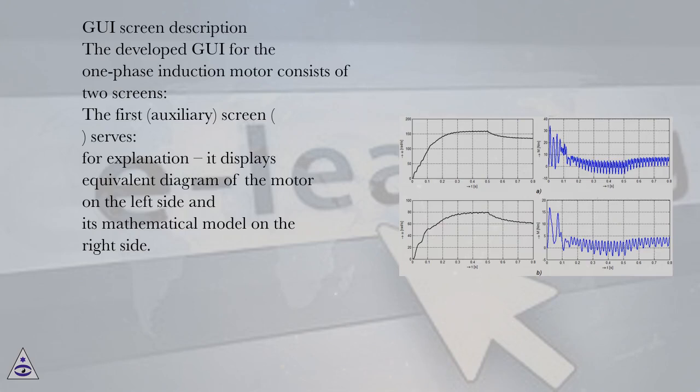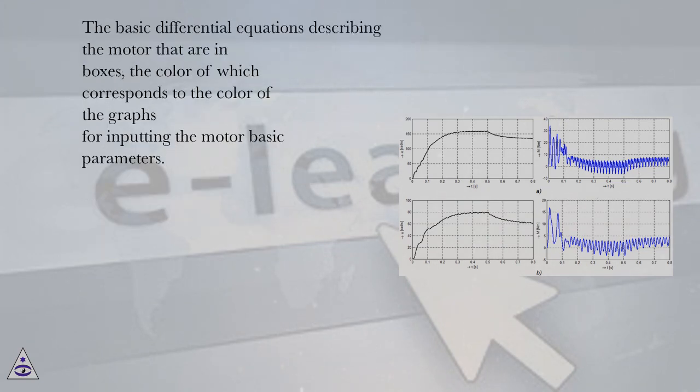GUI screen description. The developed GUI for the single-phase induction motor consists of two screens. The first, auxiliary, screen serves for explanation and for inputting the motor basic parameters. It displays the equivalent diagram of the motor on the left side and its mathematical model on the right side. The basic differential equations describing the motor are in boxes, the color of which corresponds to the color of the graphs.